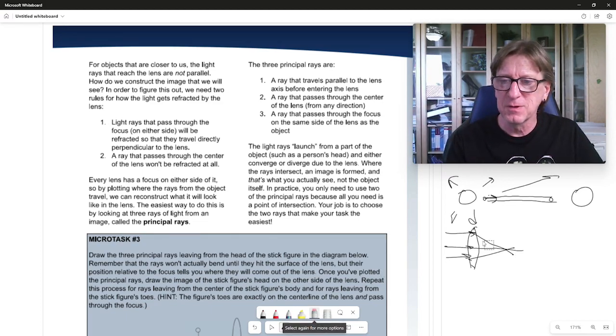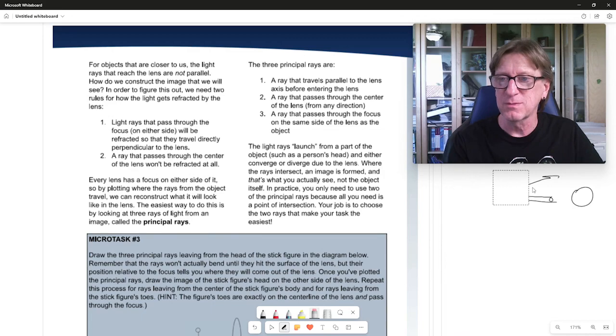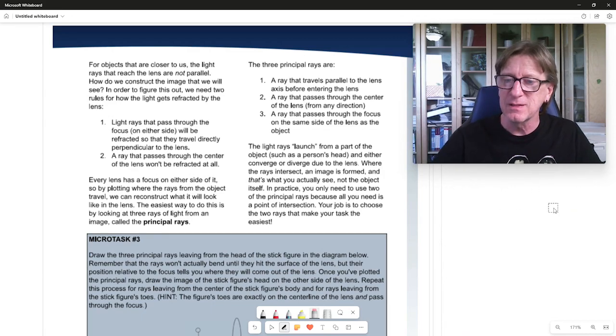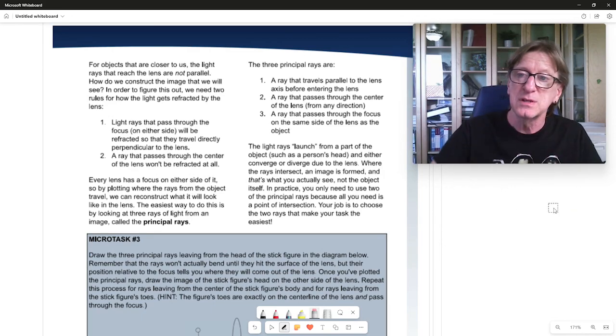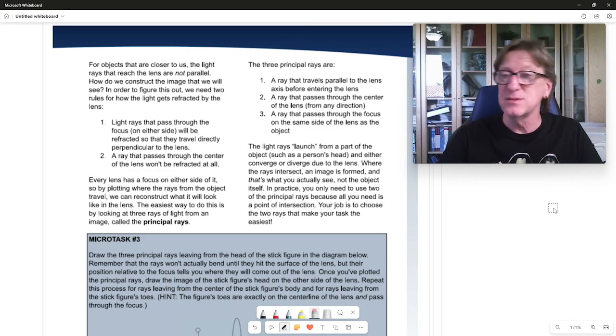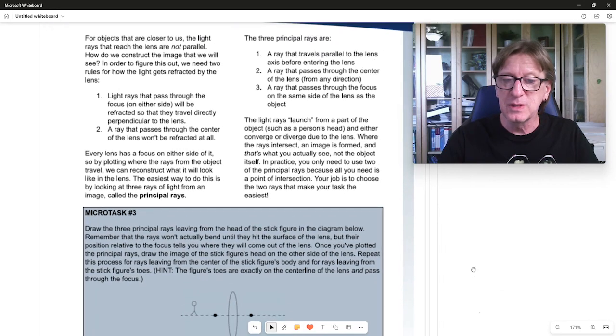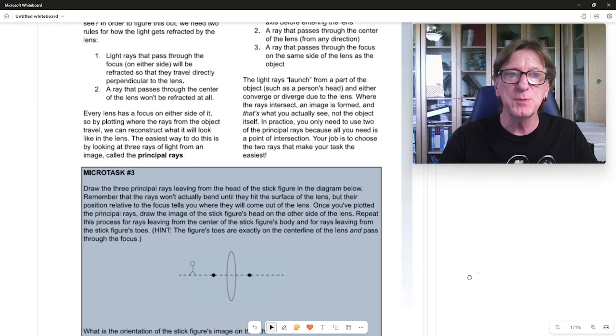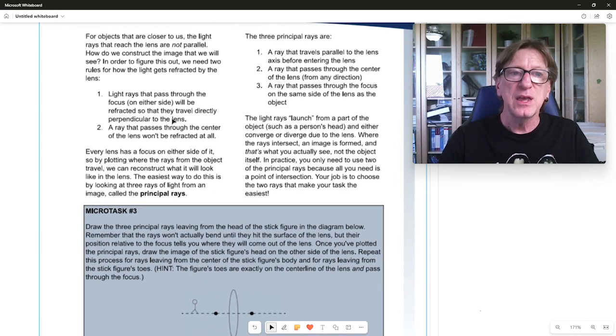So what if, though, the light is not parallel? For any realistic thing that you're looking at, your computer screen or your friend or anything like that, they're too close. And so the light is not going to be parallel. It's certainly not going to be parallel from that. So what we want to do is trace these principal rays.